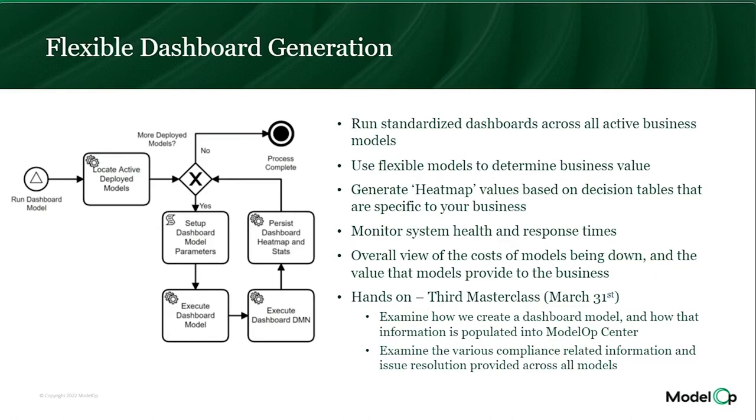We're going to show both the model risk industrialization and this dashboard in the new 3.0 interface. And in the third masterclass, on March 31st, what we'll be doing is, what does a dashboard model look like? How do we get that information from the model into ModelOp Center? How can you add your own custom fields that you want to represent? How can you put those custom limits as to what triggers a red, green, yellow, and what actually happens there?